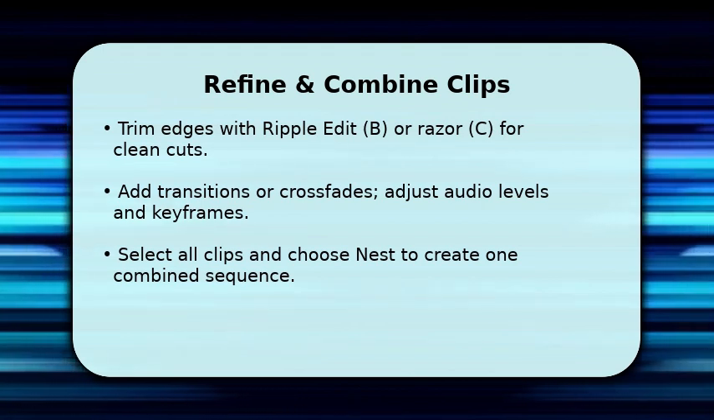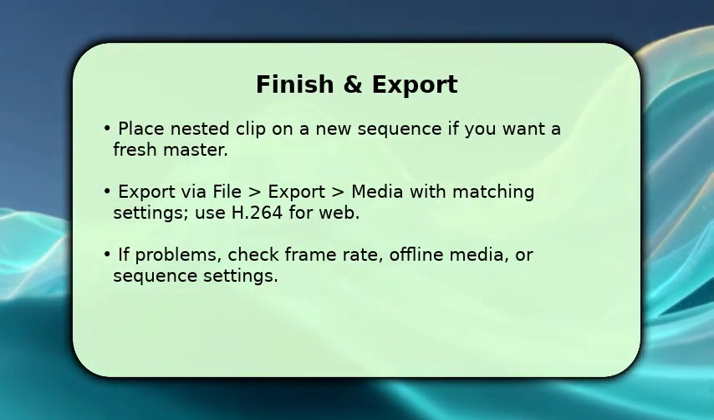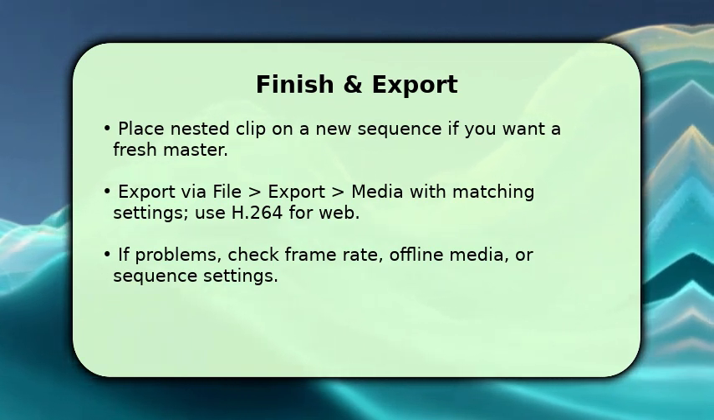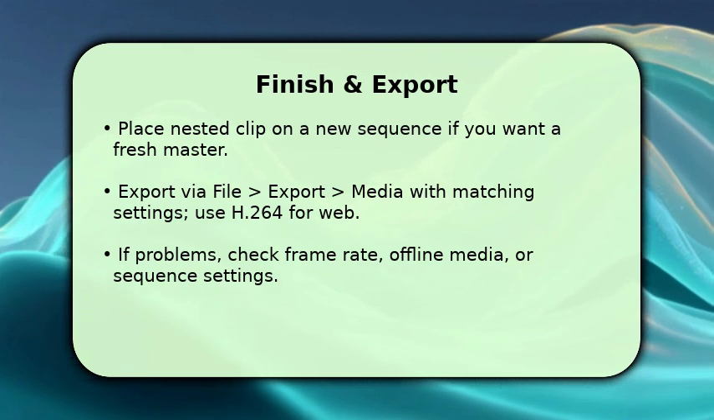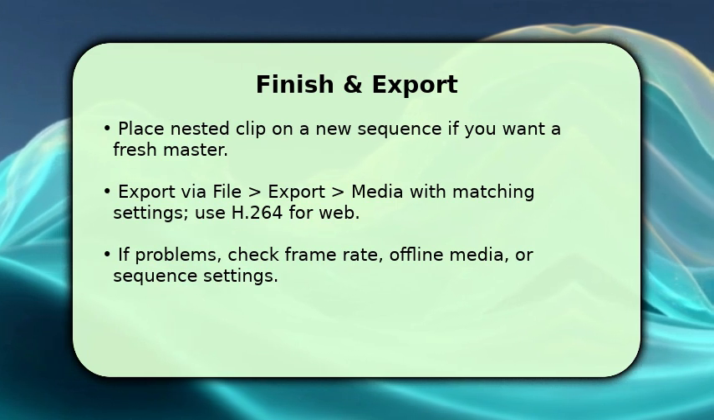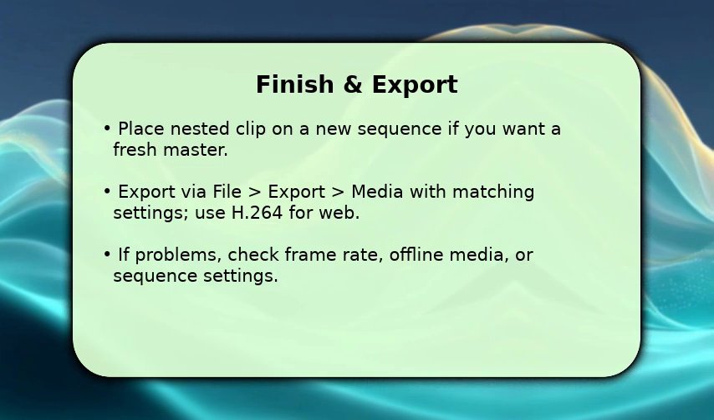To finish, put the nested or single combined clip into a new sequence for any final grading or effects. This gives you a clean master timeline. When ready, export using File Export Media and pick settings that match your sequence. H.264 for web or ProRes for high quality. Make sure to render at maximum depth if needed. Export creates one merged file.